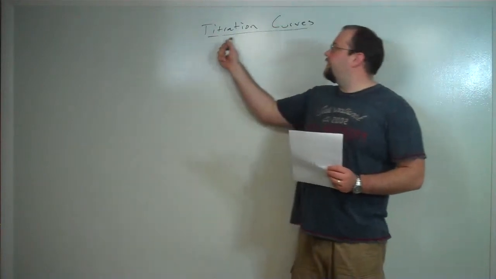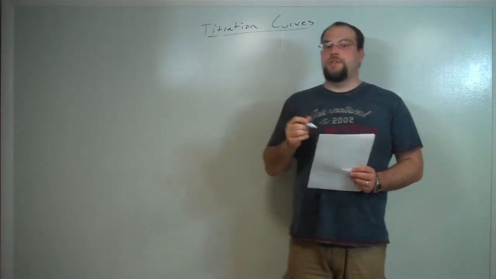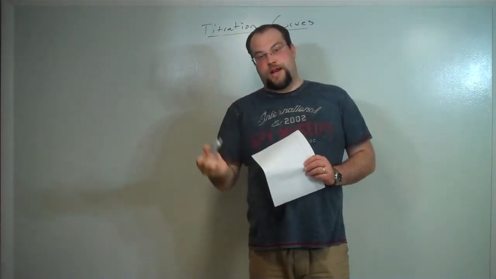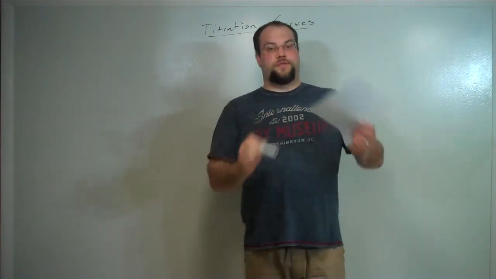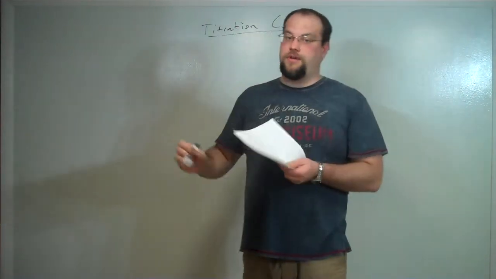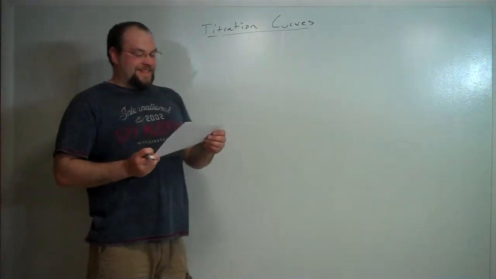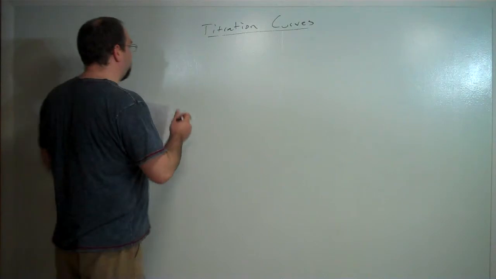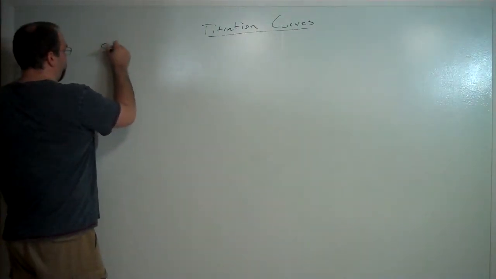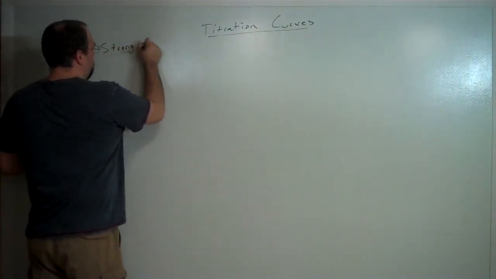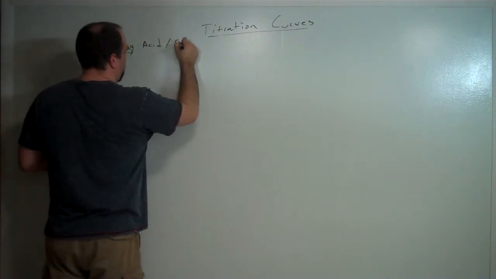We're going to take a look at how the titration curve changes based off of if it's a strong acid and base, or a strong acid with a weak base, or a weak acid with a strong base. You're going to love it. Okay, so let's start with the simplest one. Let's talk about strong acid and strong bases. Strong acid and a strong base.